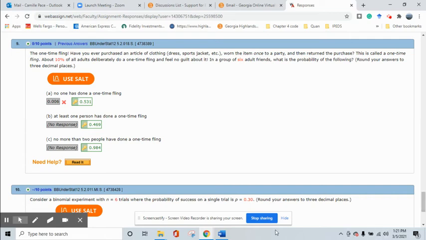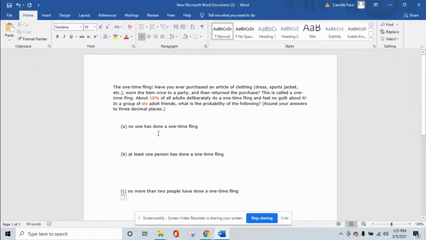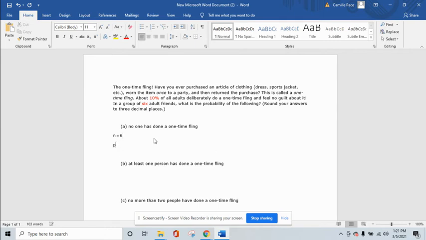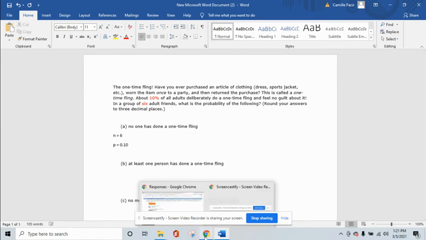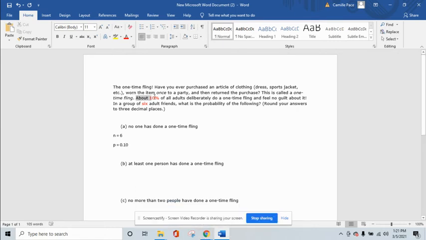So I'm going to go back and forth to help break this down. I know my sample is n equals 6 because they told me I had 6 adults. The probability is 0.10. And where did I get all that? It told me here is where I got the 10%, I just made it a decimal. And here's where I got the sample size, where it said 6 adult friends. Okay, so nobody has done a one-time fling.